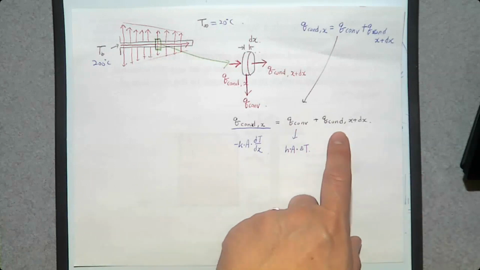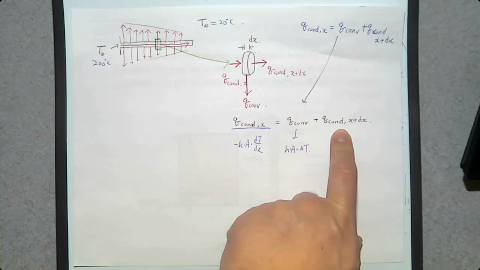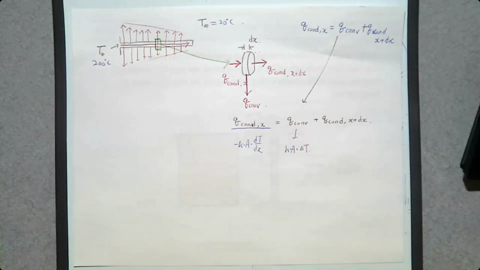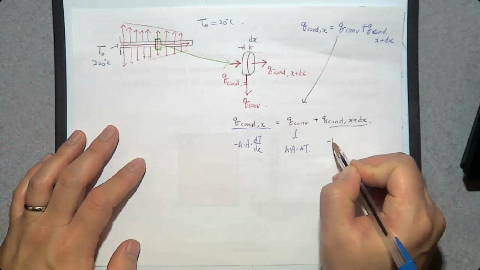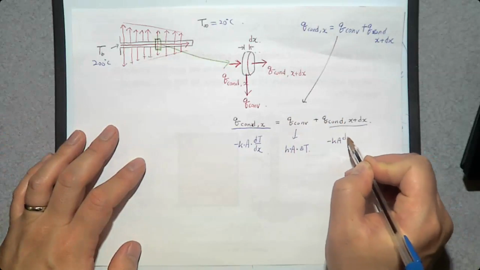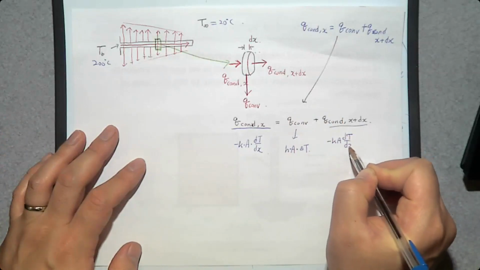What about the convection heat transfer, outgoing conduction heat transfer? This one should be different from this one, right? So can we reuse this one? No. So I'm going to use the first two terms of the Taylor series. So this one is going to be minus kA dT over dx.